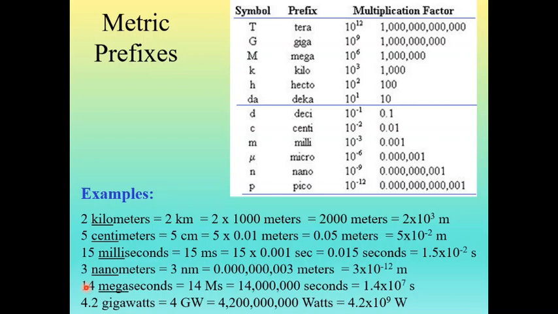Let's do just a couple more here. 14 megaseconds. Well, remember, mega means 1 million, so this is 14 million seconds, or 1.4 times 10 to the 7th seconds. 4.2 gigawatts. Well, giga, we can look up here, that is 1 billion, or 10 to the 9th. So we can write it as 4.2 times 10 to the 9th watts.